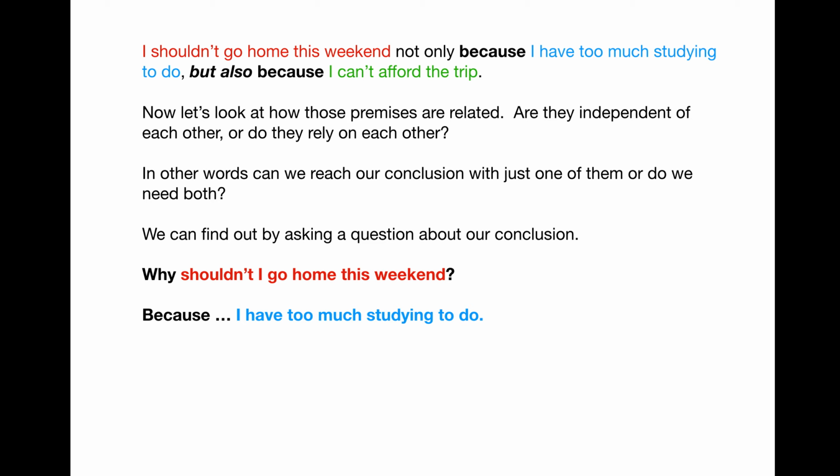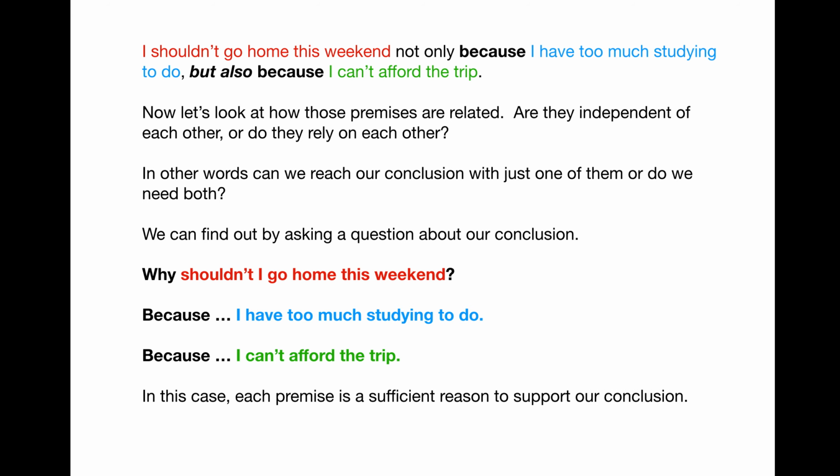That's good enough, right? We have a conclusion and we have a premise. The premise gives us the reason, okay? Because I can't afford the trip. That's enough reason on its own to say that I shouldn't go home. Either one of them is a reason to not go home, and they don't need each other. We don't need to have too much studying to do and no money to think it's not a good idea to go home. Either one on its own is a reason to not go home, okay? So each premise in this case is sufficient to support our conclusion.